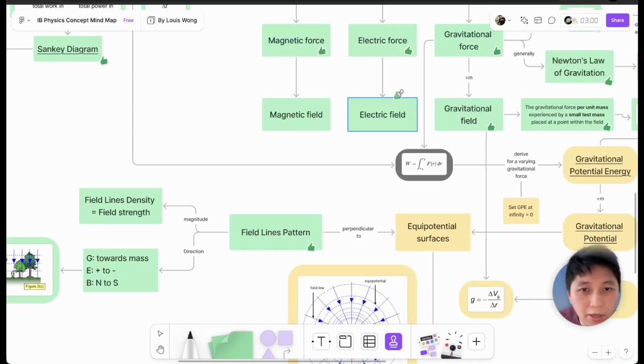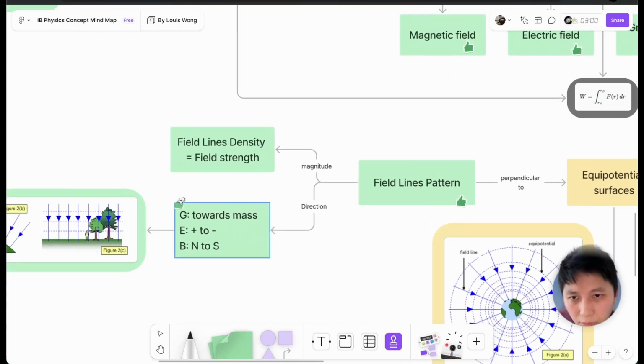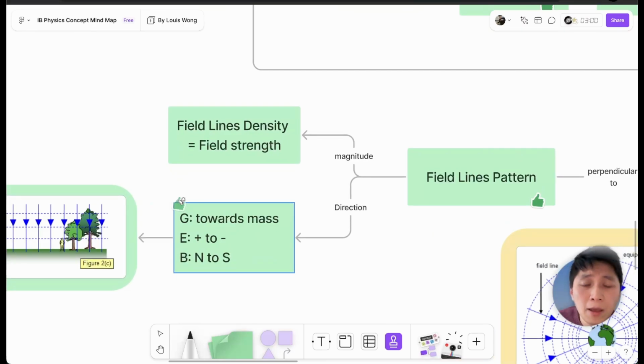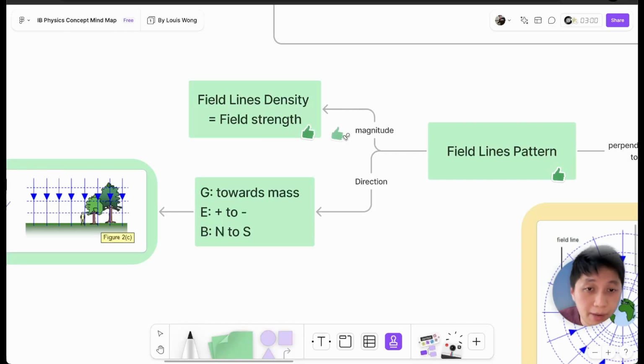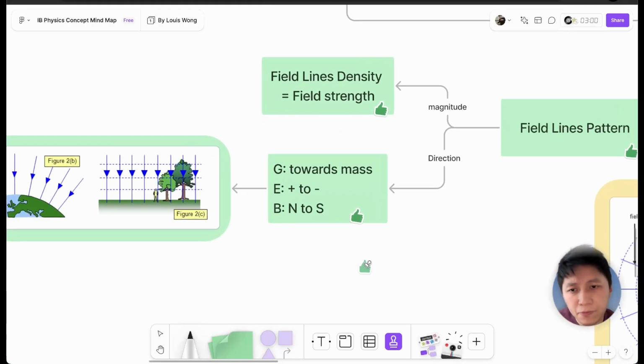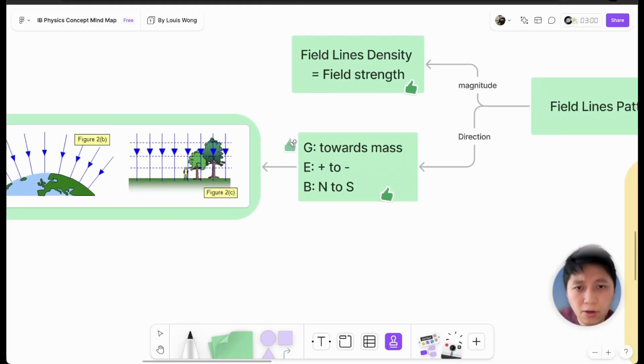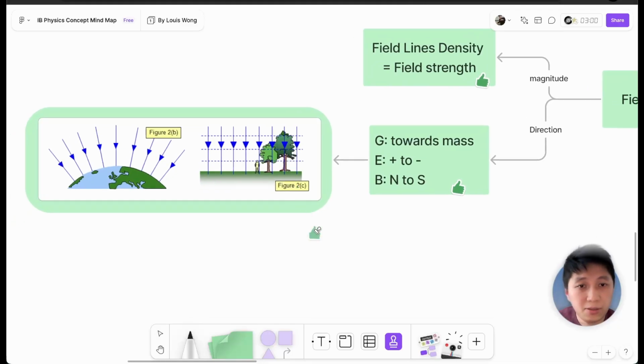Not in this video, but in a later video, we'll also talk about electric field and magnetic field as well. But generally, for the field lines, you need to know that the field line density represents the field strength, which is a magnitude. In terms of direction, each kind of field lines has its own convention. For gravitational, it's always towards the mass because it's always an attractive force. For the E field, we'll get to that in the future, but if you want to know, it's positive to negative, while for the magnetic field, it's north to south.